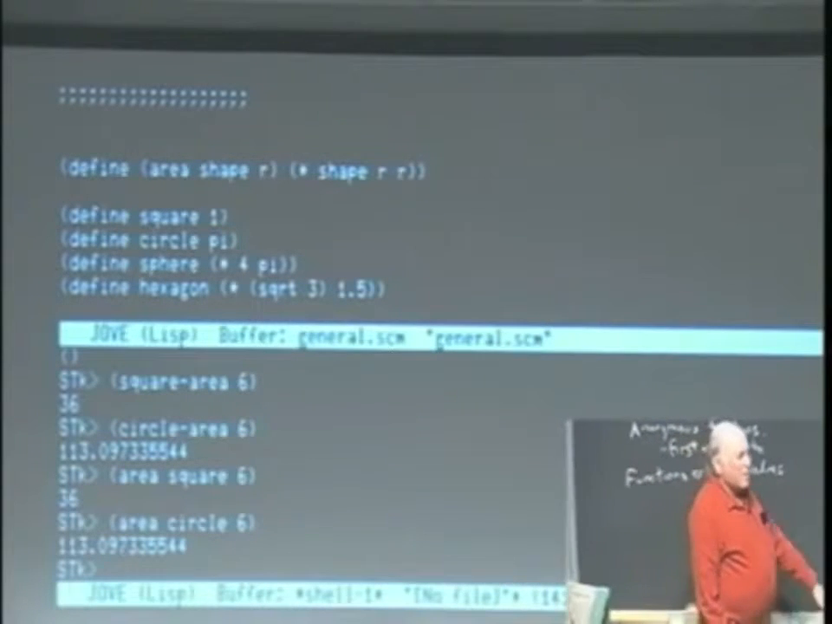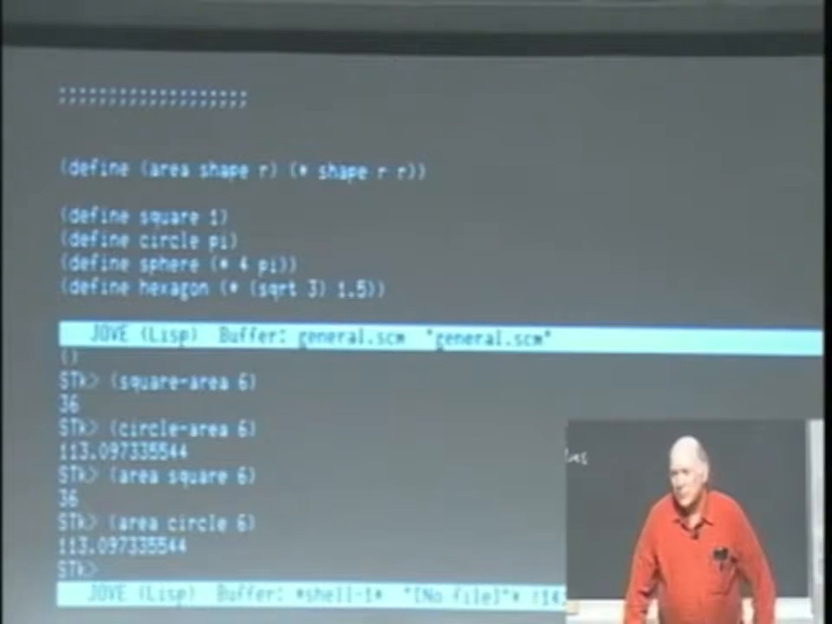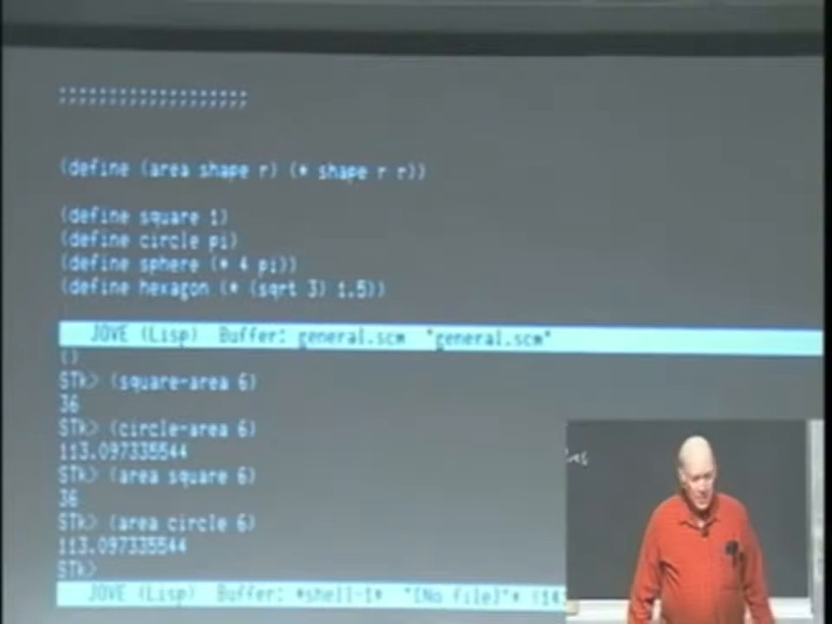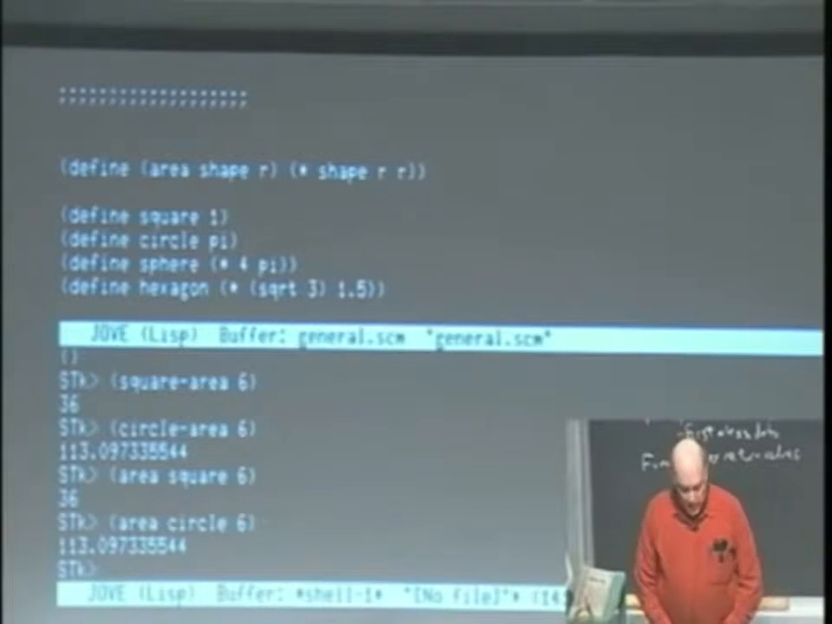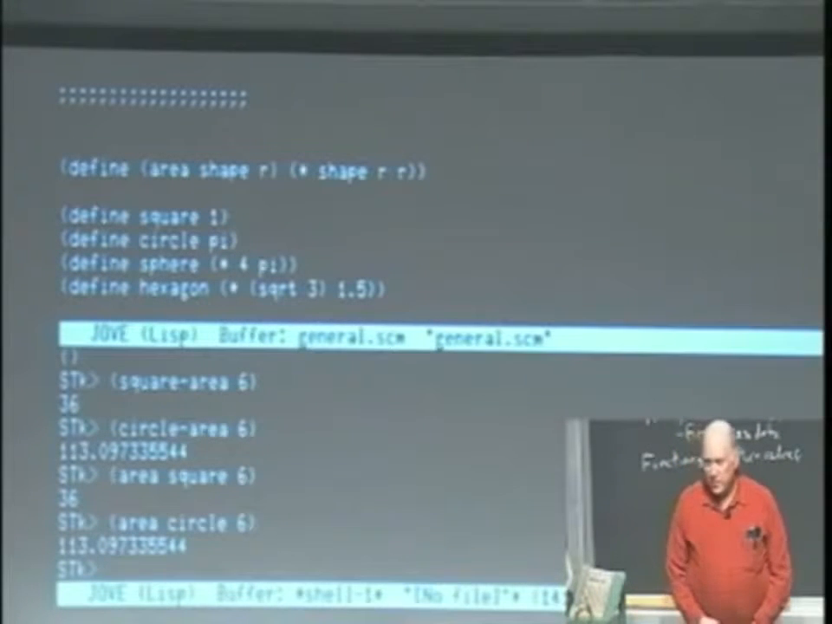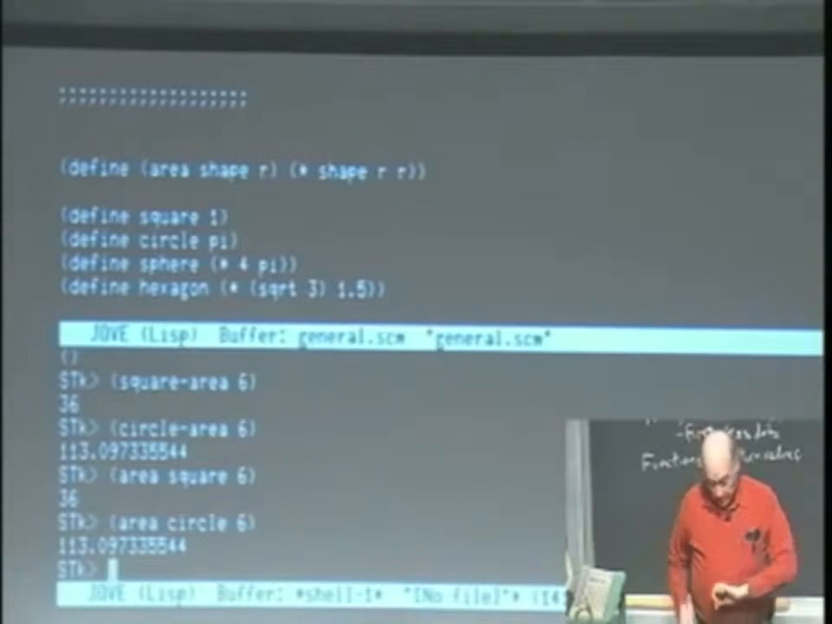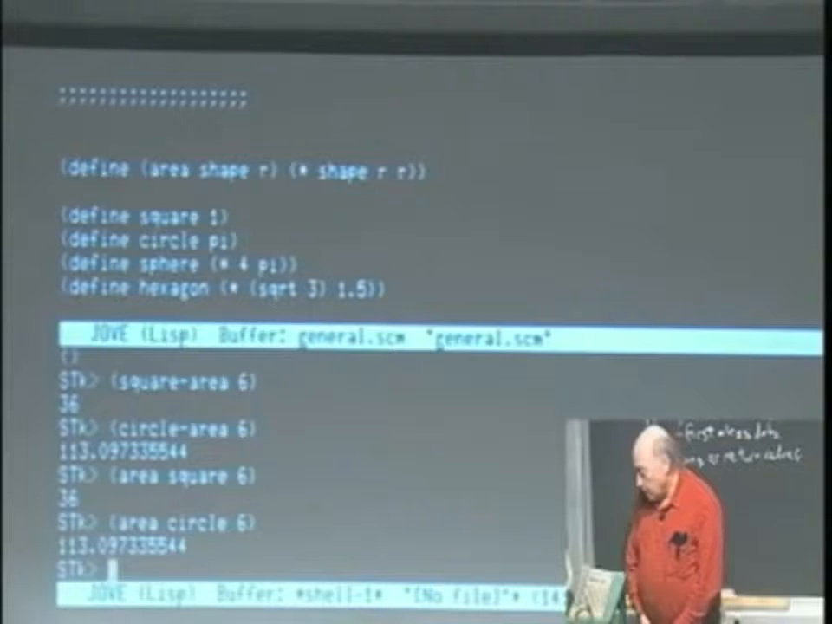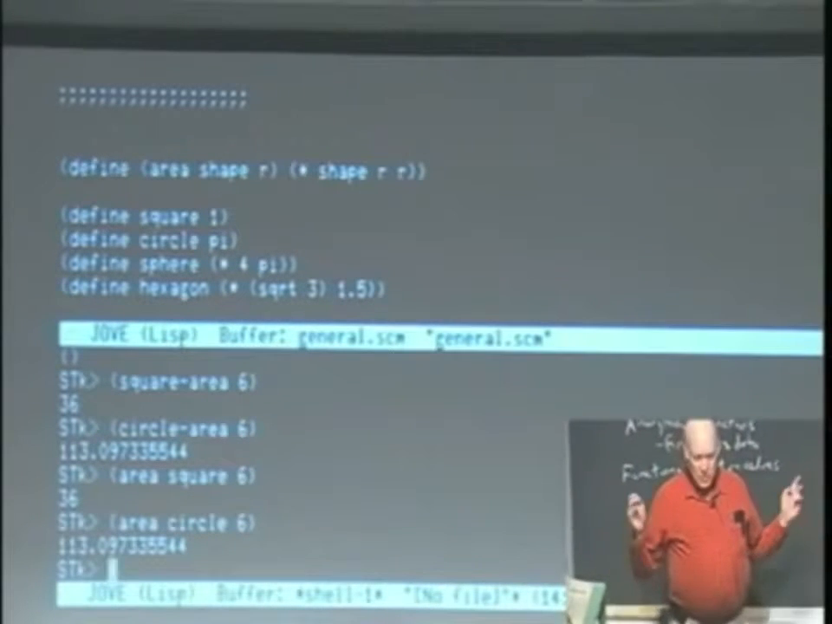But now instead of having 4 procedures, we have 1 procedure. And if I have some new figure that I'd like to be able to find the area of, I want the surface area of a cube, let's say, I don't have to define a new procedure. I just define a new constant. Define cube to be 6 or something. Right? That's the surface area of a cube is 6 times the area of each face. Okay? So that's generalizing patterns.